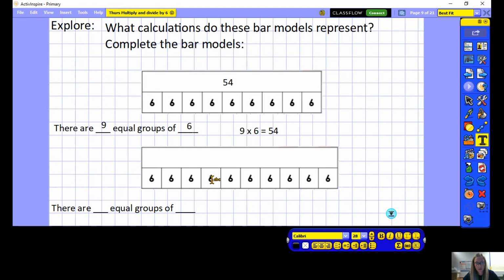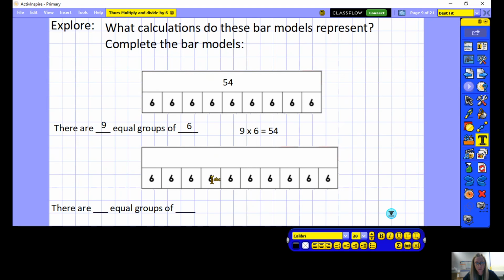So 1, 2, 3, 4, 5, 6. So here are my 6 equal groups. So here is a group of 6. So when I've drawn 42 dots and I've shared them into 6 equal groups, how many do I have in each group? I end up with 1, 2, 3, 4, 5, 6, 7. So there are 7 in each group. So 42 divided into 6 equal groups of 7. That means 42 divided by 6 equals 7.